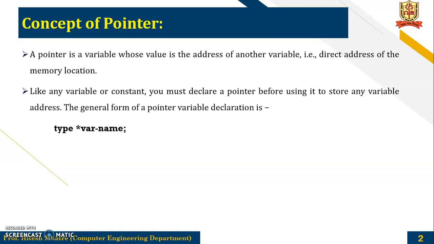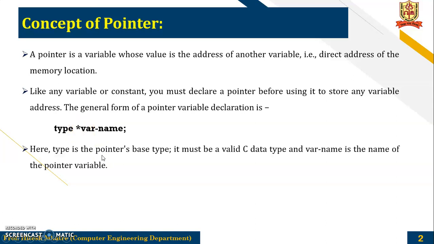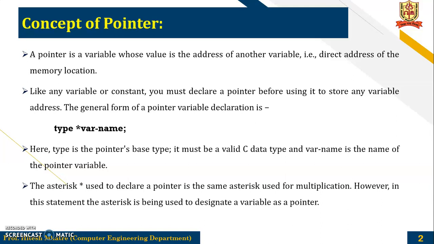Like any variable or constant, you must declare a pointer before using it to store any variable address. The general form of a pointer variable declaration is: type, that is the type of pointer, and the variable name preceded by a star. So if you have a star before your variable name, that indicates that it is a pointer. Here the type of a pointer is a base type and it must be a valid C data type, and the var name is the name of a pointer variable. The asterisk, that is the star used to declare a pointer, is the same asterisk used for multiplication. However, in this statement, the asterisk is being used to designate a variable as a pointer.